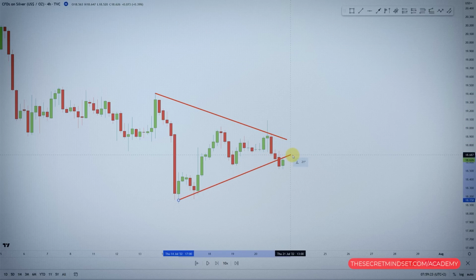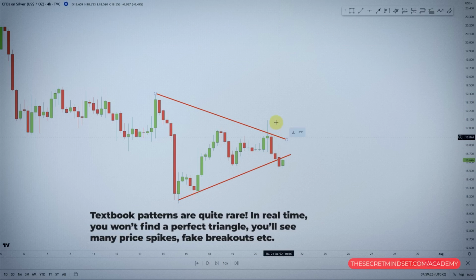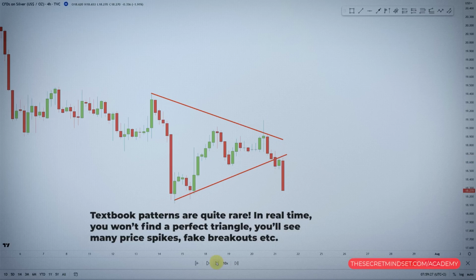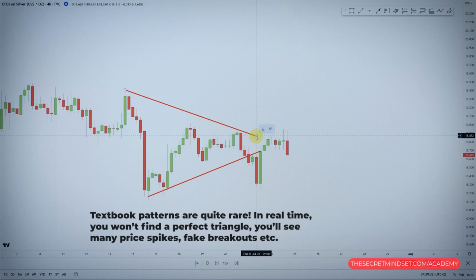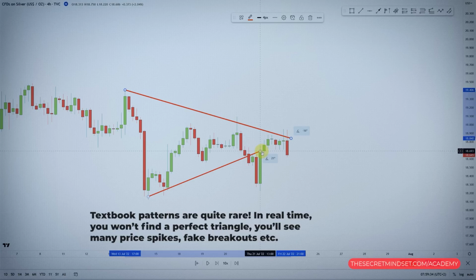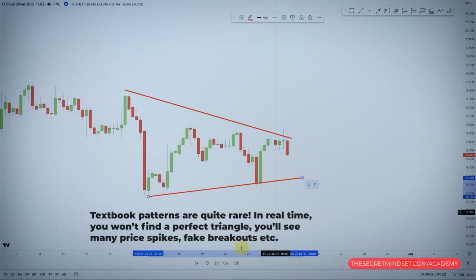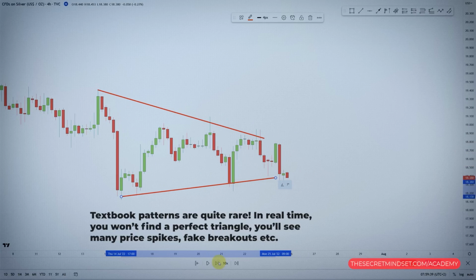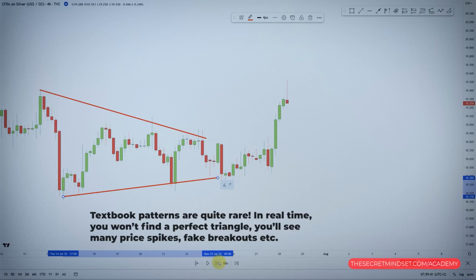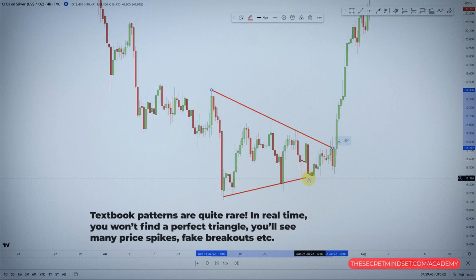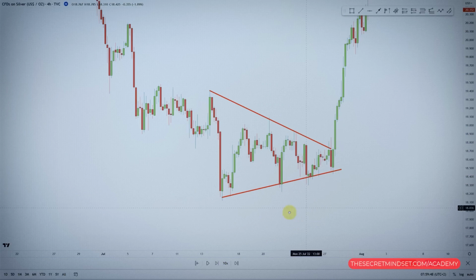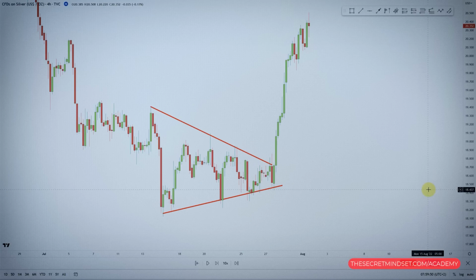Another key point is that textbook patterns are quite rare. In real time, you won't find a perfect triangle. You'll see many price spikes and false breakouts. You just have to observe the relationship between the swings and adjust your lines as the price unfolds. And another tip, chart patterns are more reliable on the higher time frames. So look at the bigger picture first.